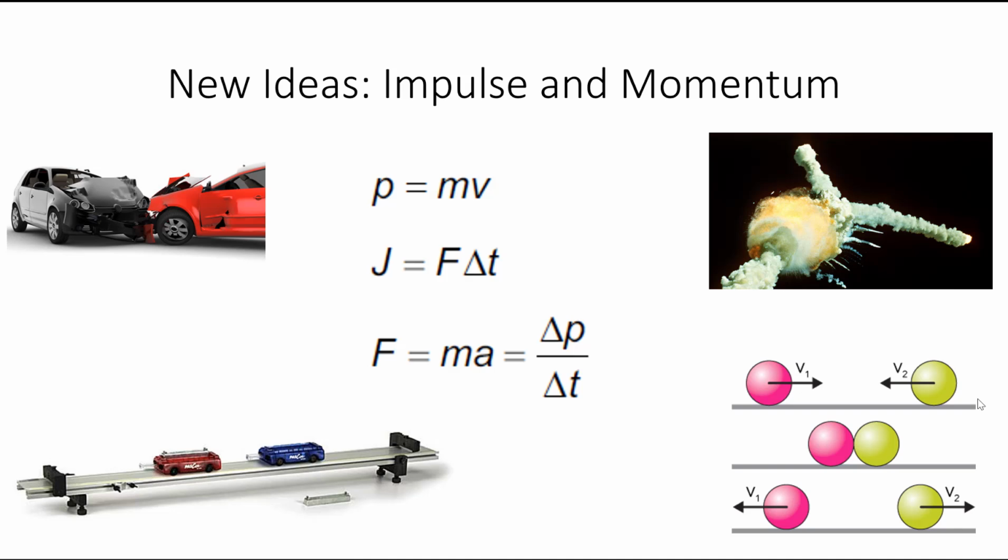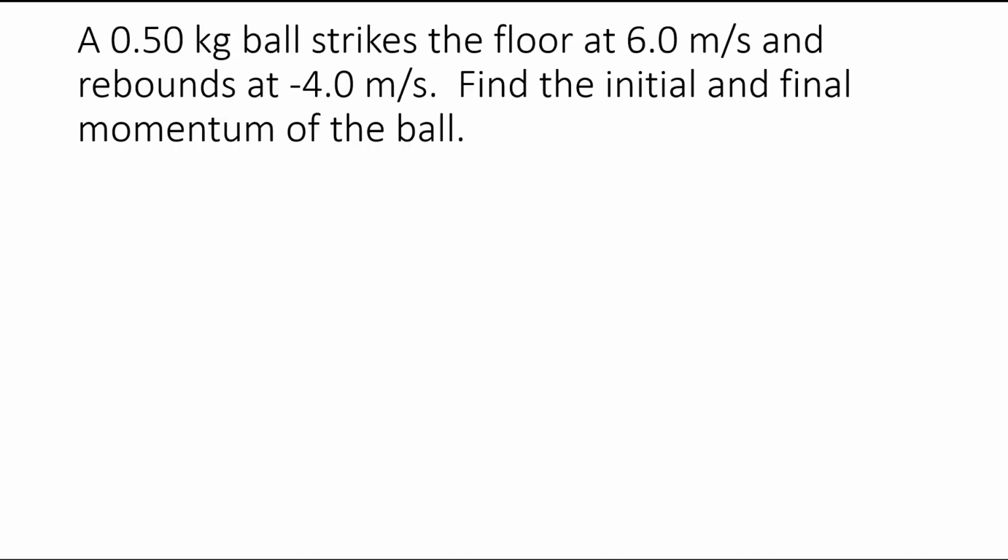Okay, this is a lecture on impulse and momentum. We have three equations in the data booklet that we'll be working with. One is the definition of momentum, p equals mv. Momentum is mass times velocity. Two, impulse, J equals force times the time that the force is applied for, F delta t. And three, Newton's second law, F equals ma, which originally is written as F equals delta p over delta t, or rate of change of momentum.